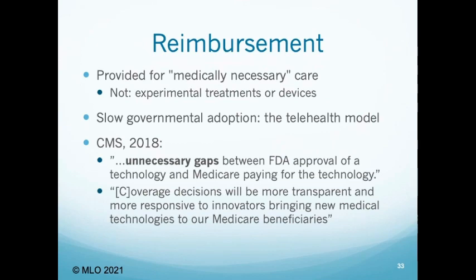To the extent that third-party governmental reimbursement may be possible, it is perhaps prudent to remember how long it took for telehealth to begin to develop some reasonable level of reimbursement. Not only did it take more than 20 years, it also took a global pandemic. Now, to its credit, at least by my lights, CMS, as long ago as 2018, pointed to what it perceived as unnecessary gaps between FDA approval of a given technology and Medicare's willingness to pay for it, and vowed to try to do something about that by making its coverage decisions more transparent, among other things.